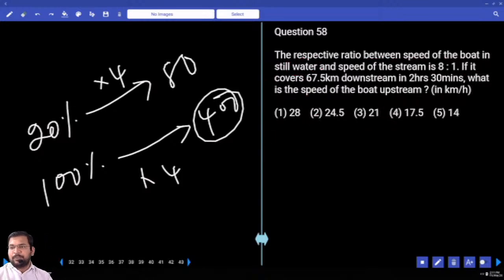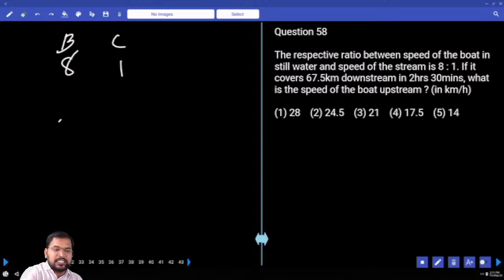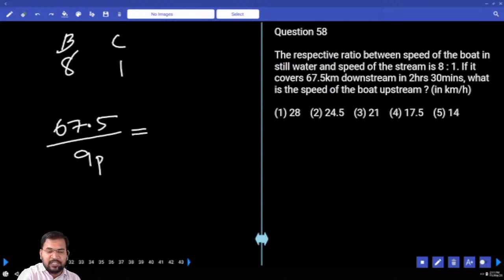The respective ratio between the speed of a boat in still water and the speed of the stream is 8:1. Now, speed of the boat is 8 parts, speed of the stream is 1 part. It covers 67.5 kilometers downstream in 2.5 hours. Downstream is nothing but B plus C, and B plus C is 9 parts. That is 2.5 hours.